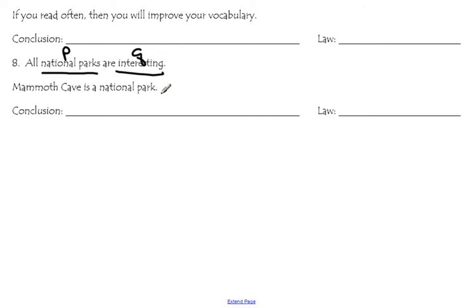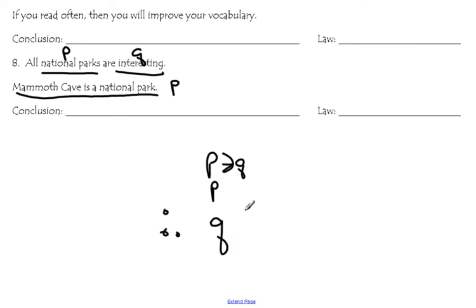Mammoth Cave is a national park. So what we've done is we've identified a national park, Mammoth Cave. We've just identified our hypothesis, a national park. So because we have P then Q, we're given P, our conclusion is that Q is true. You just have to make Q refer to Mammoth Cave now, because we've identified a national park. So our conclusion is that Mammoth Cave is interesting. And then that takes care of our Q. So we have P then Q, P, conclude Q. The logic law that we followed is the law of detachment.